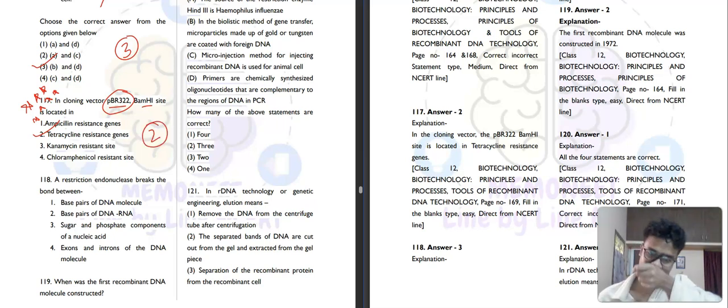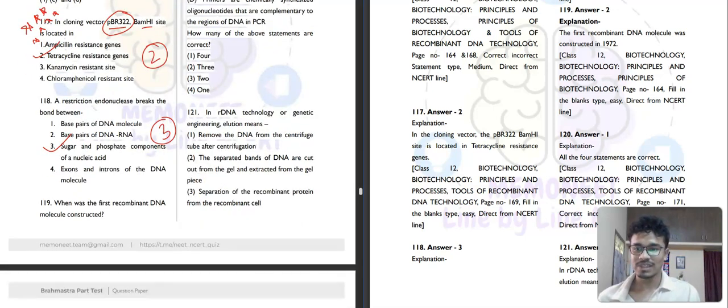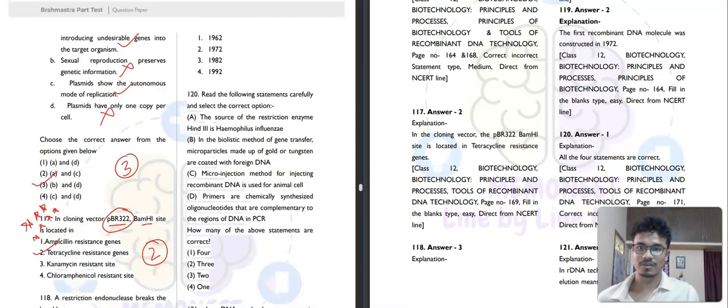Then moving to the next question, question number 118. A restriction endonuclease breaks the bond between base pairs of the DNA molecule, base pairs of the DNA and RNA, or the sugar-phosphate components of nucleic acid. This is the bond they break. So third option will be our correct answer. Then question number 119. It is saying, when was the first recombinant DNA molecule constructed? 1962, 1972, 1982, 1992. So the first recombinant DNA molecule was constructed in 1972. Second option.